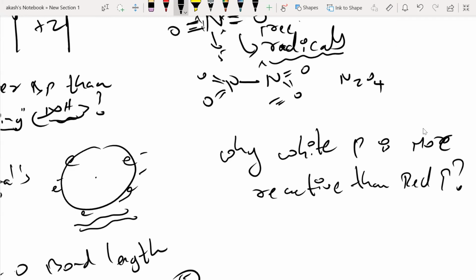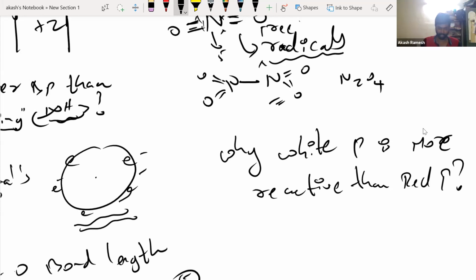The white phosphorus is less stable than red phosphorus, sir. Obviously, right? That's not an answer. This is like asking, why are you so tall? Because I'm not short. What you're telling? Due to its polymeric structure. Sorry, which is polymeric? It is less reactive because red phosphorus is polymeric.